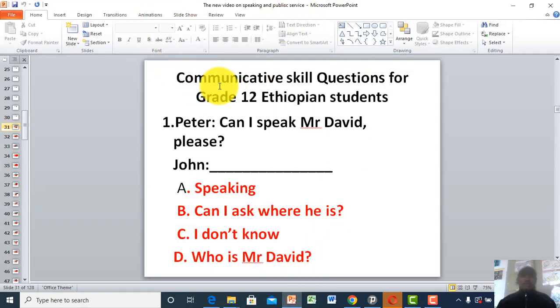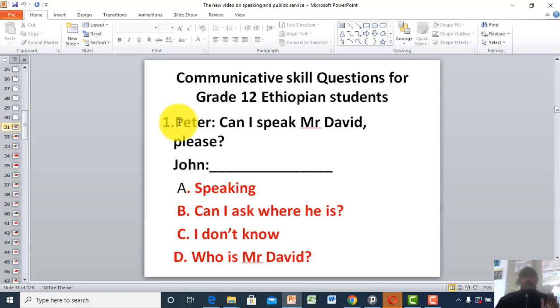This part is communicative skill questions for grade 12 Ethiopian students. You are going to practice or answer the questions based on the given contexts or situations. Whenever you are in a position to answer these communicative questions, we think about aggressive and assertive expressions. Aggressive expressions are expressions which are irrelevant to the given opening or replied statements. But assertive responses are relevant, and show the ability to complete incomplete dialogues.